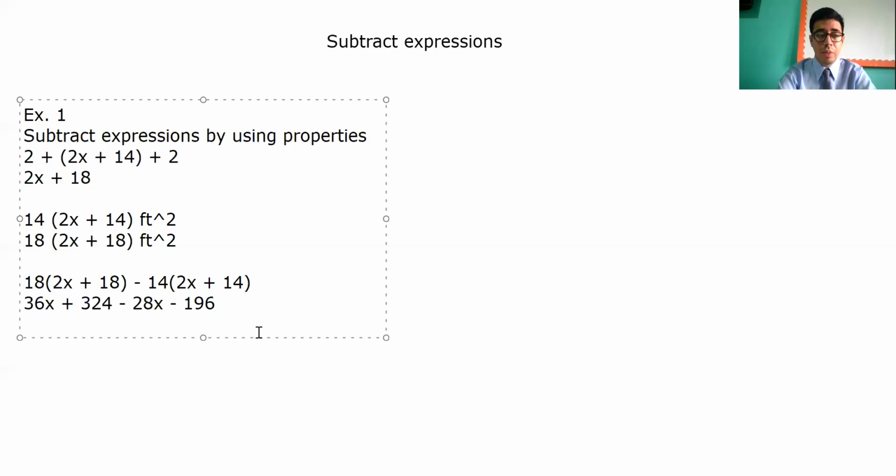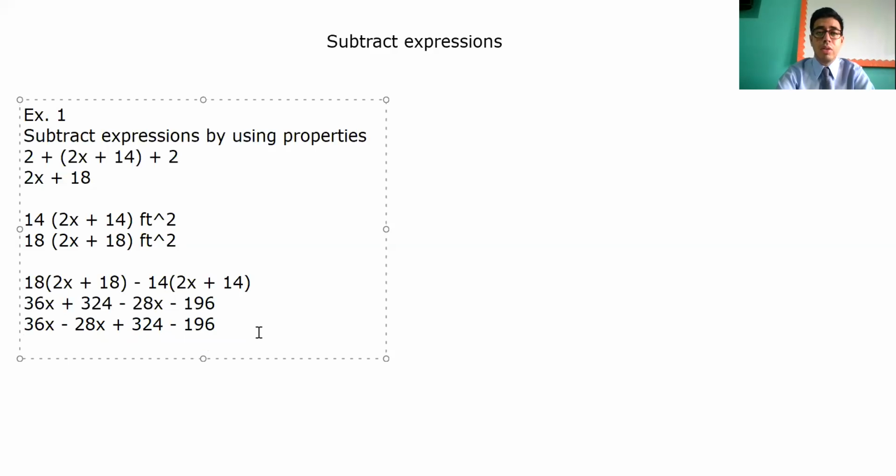Then we continue with this. 36x minus 28x plus 324 minus 196, okay? 36x minus 28x is going to be 8x, plus 324 minus 196, that is going to be 128. So the area of the tile border is 8x plus 128 square feet. Okay, this is the measure for this.